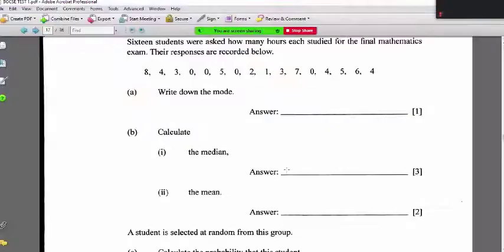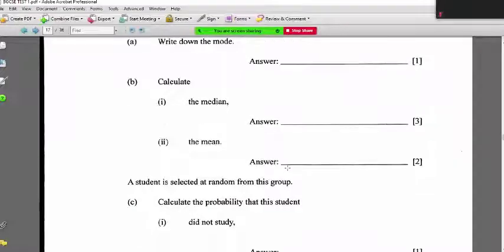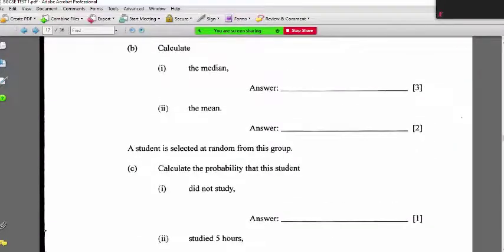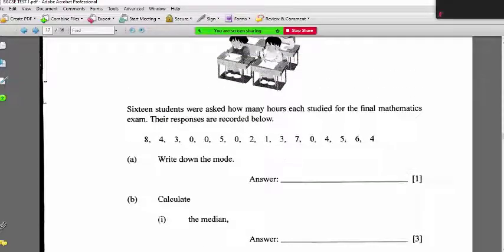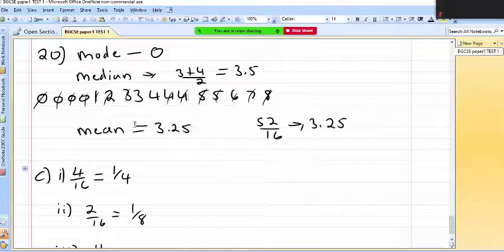All right, so here are the last 3 questions. A student is selected at random from this group. Calculate the probability that the student did not study. So if I look at the diagram here, how many students did not study? So I'm looking at the zeros. So I go back here. I have 4 students that did not study because they have zeros here.